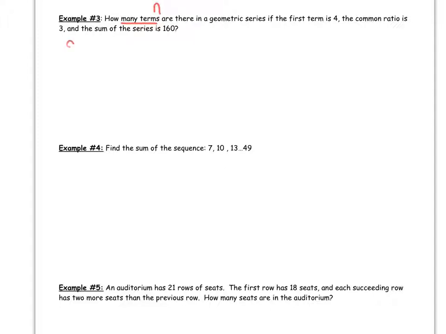So if we start with the formula, we have S sub n equals a sub 1 minus a sub 1 times r to the n, over 1 minus r. So let's plug in what we have. We have the sum of the series of n terms to be 160. So we could put that here. We have the first term to be 4. And we have the common ratio to be 3.